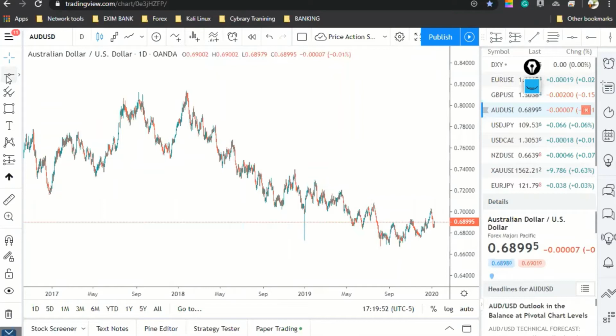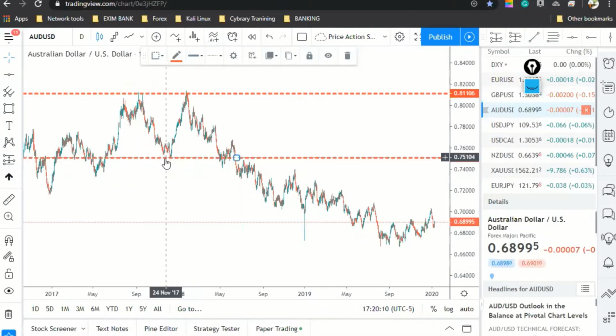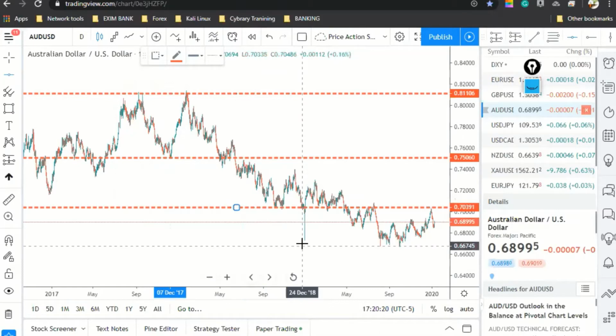So this is AUD USD, Australian dollar versus US dollar. As you can see, price went up, made a turn right here, back down. You're looking for turning points. Turning points. Looking for turning points.